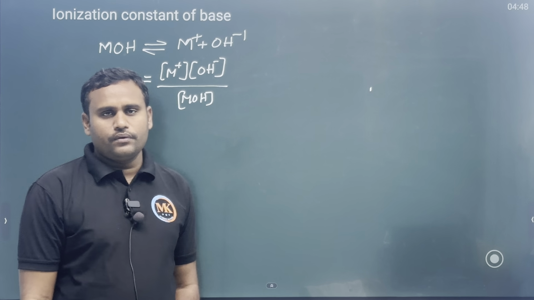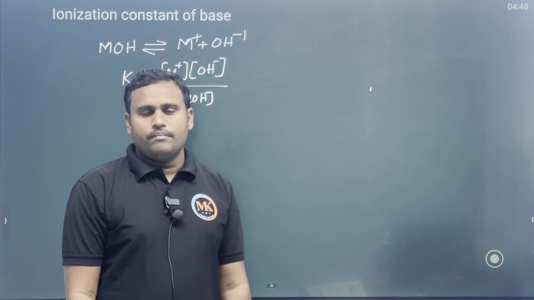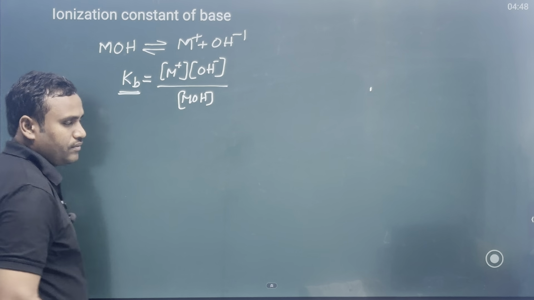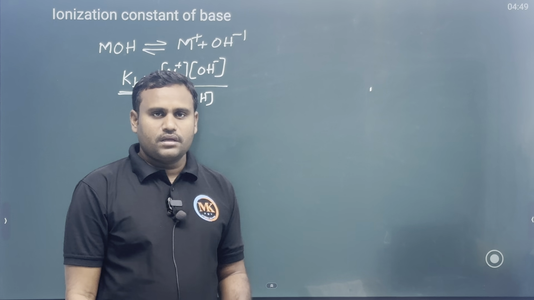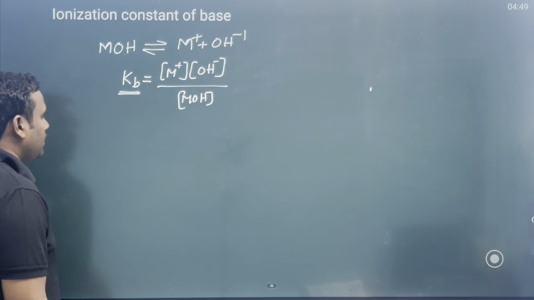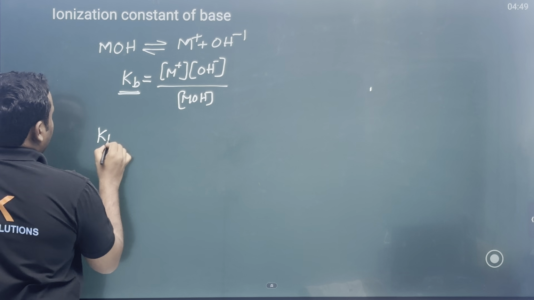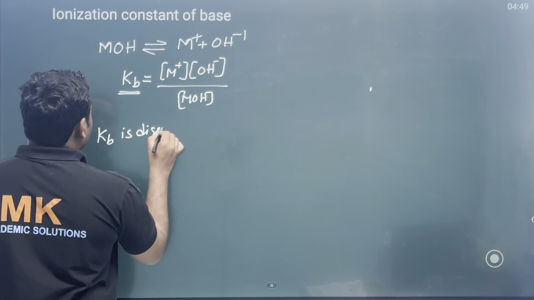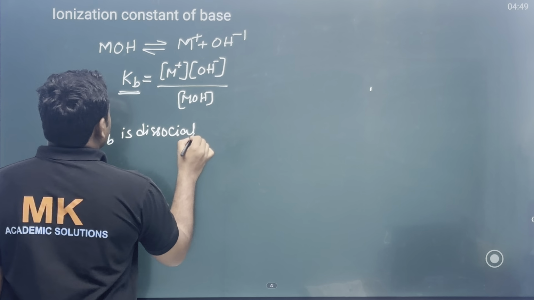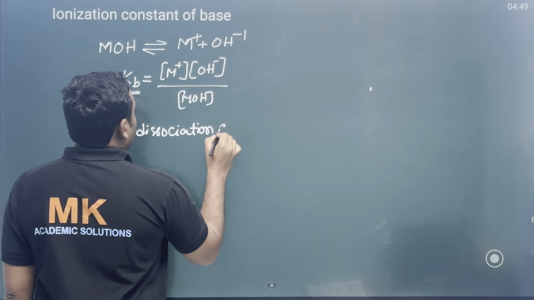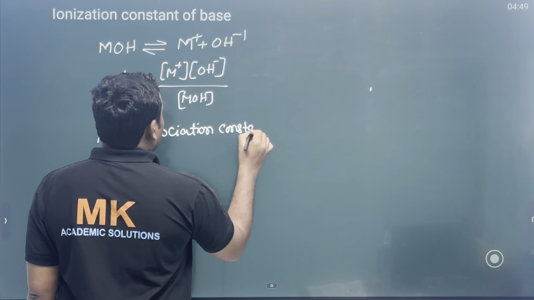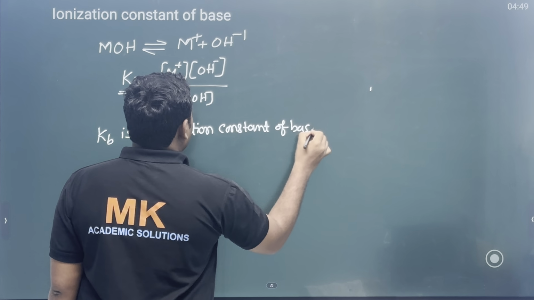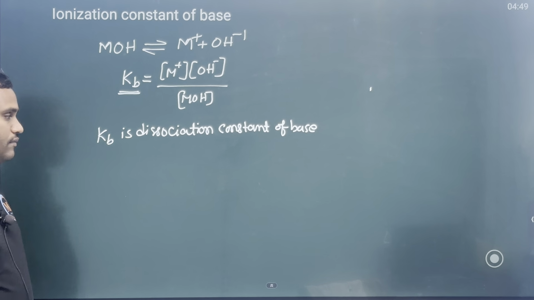Here also we are applying the law of mass action and writing Kb instead of Kc. So what does Kb mean? Kb is the dissociation constant of base. Okay, dissociation constant of base.